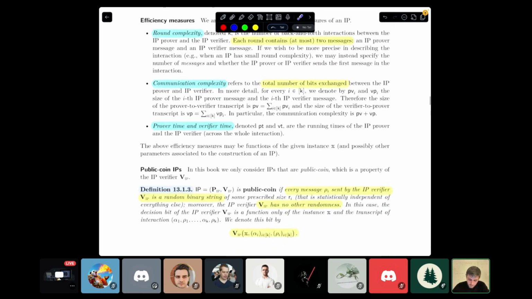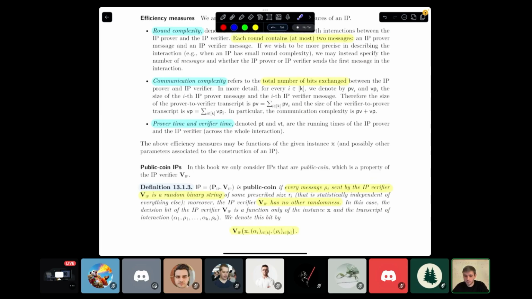Okay, any questions before I go to the definition of public coin interactive proofs?